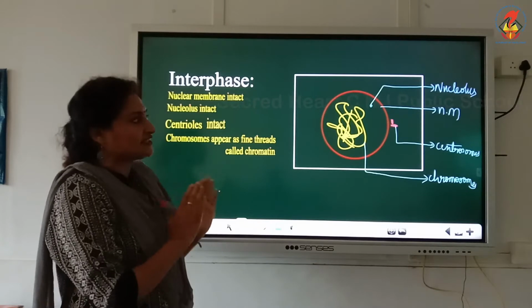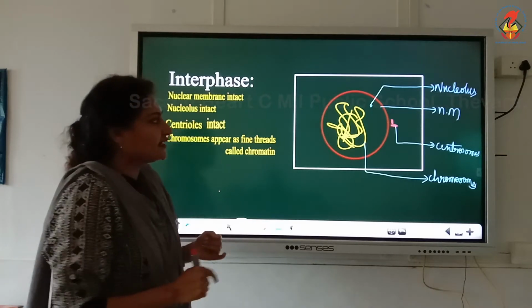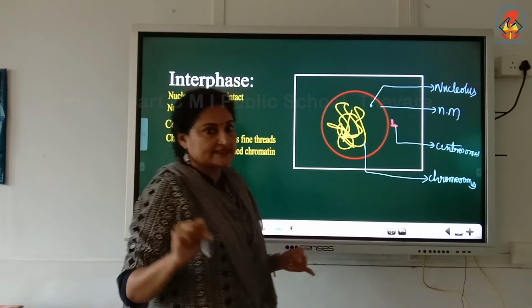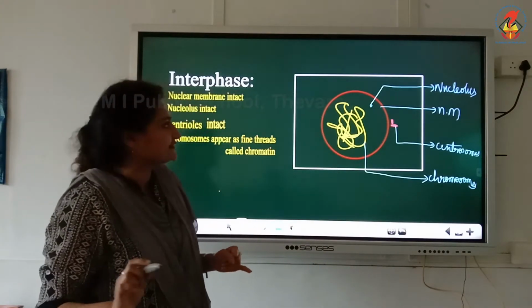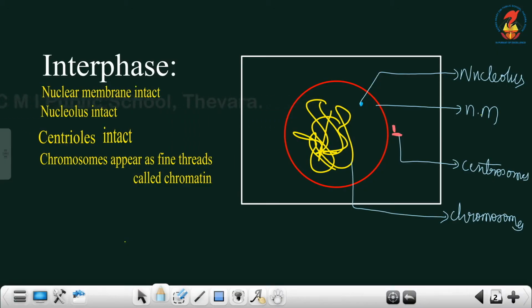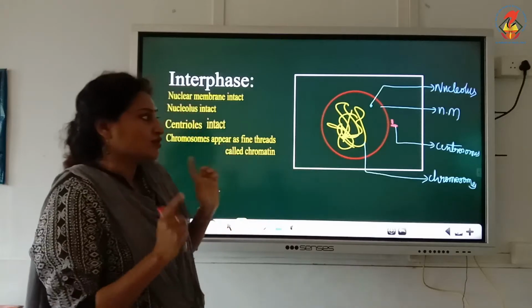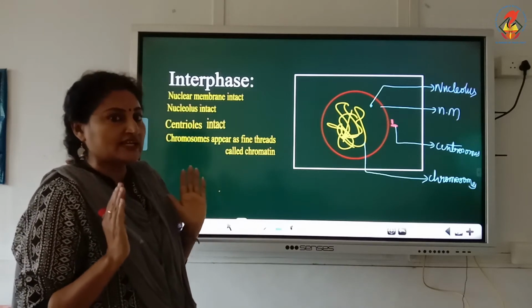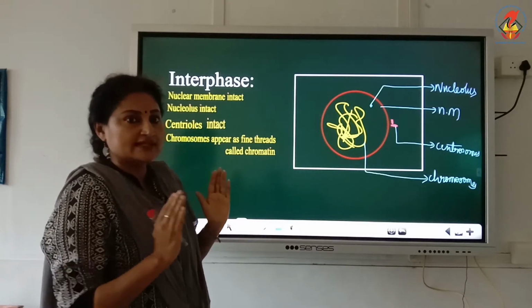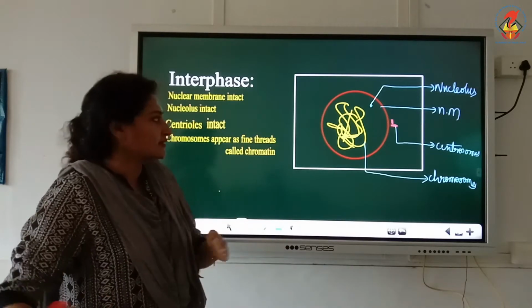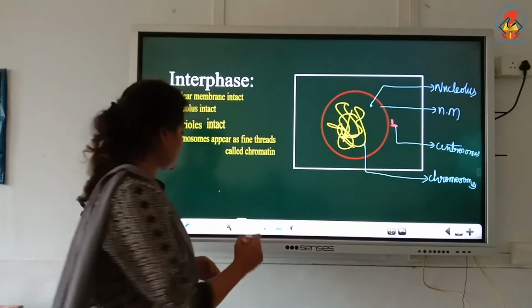Only focus on these four structures, namely the nuclear membrane, which is represented by a red circle, and I will continue with these colors till the end. Nucleolus, which is represented by a dot anywhere inside the nucleus. Chromosomes, being the first stage, are represented like thread-like structures, and centrosomes comprising the centrioles, which are at right angles to each other. Now here, only take care of the orientation of the centrioles or the centrosomes. That decides how you have to proceed with the different stages.